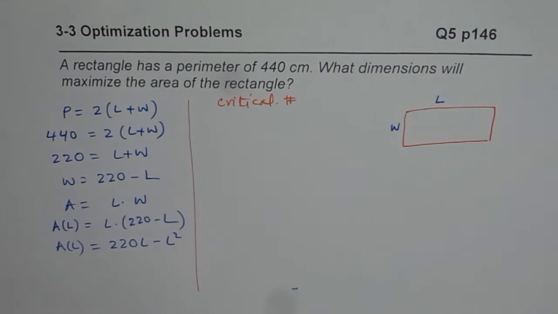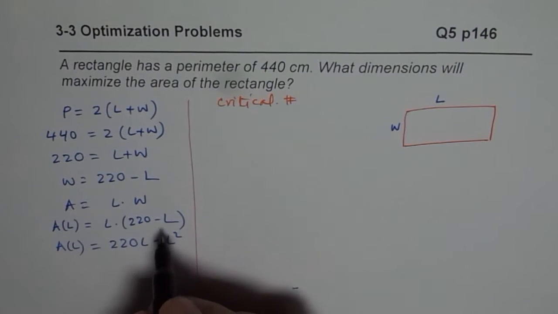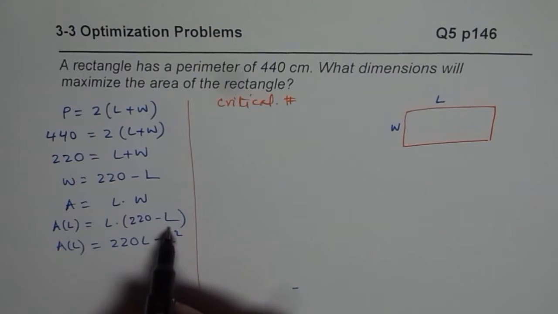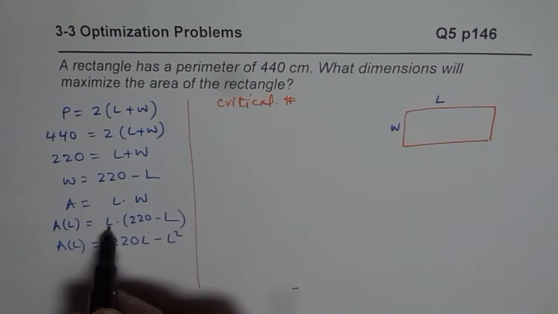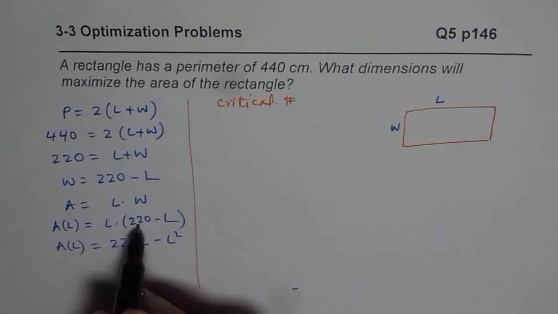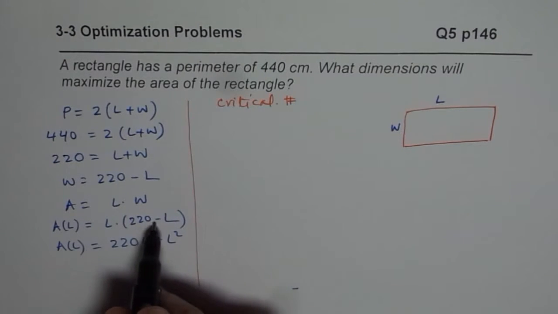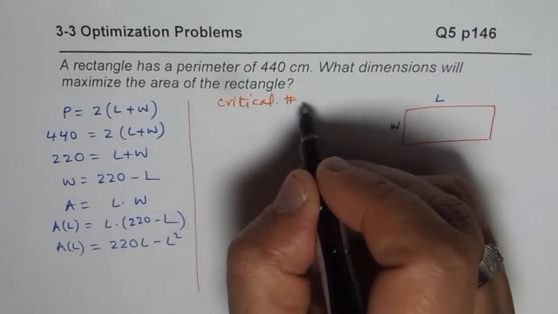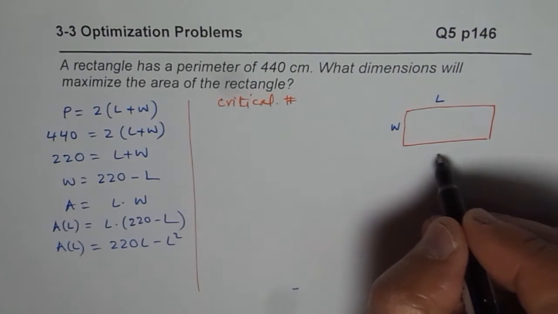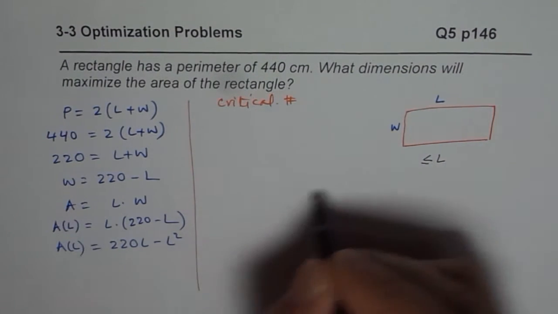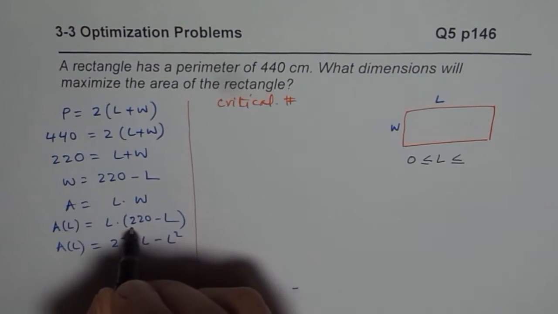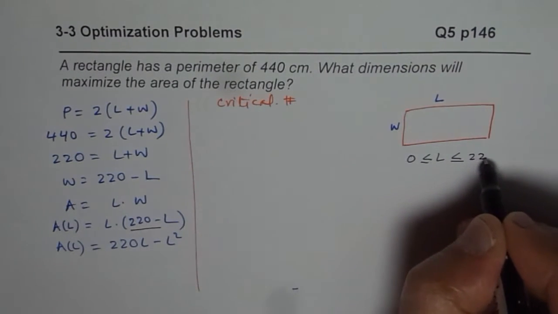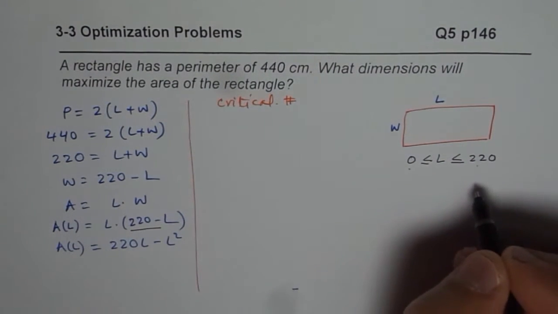Also remember that you could actually find the boundary conditions. Length could be from, as you can see in this particular expression, what is the domain of length? Length could be 0, right? Area can never be negative, right? So length could be 220 or L. So we can say from here that the critical number we need to find, and also we know that the length is actually from 0 to 220, right? Otherwise it is going to be negative. So these become our boundary conditions, okay?